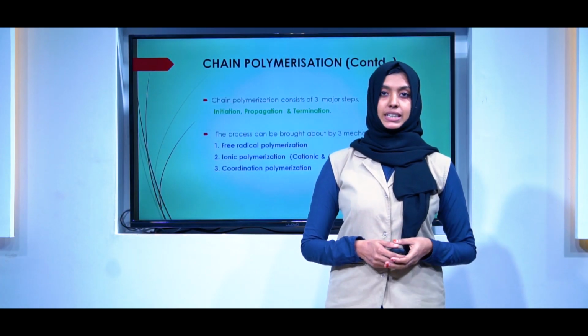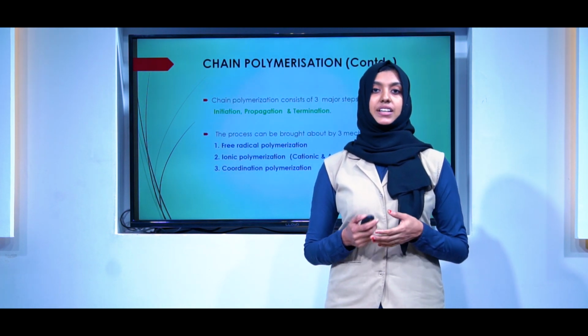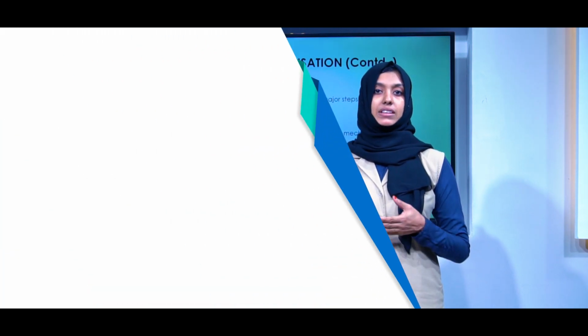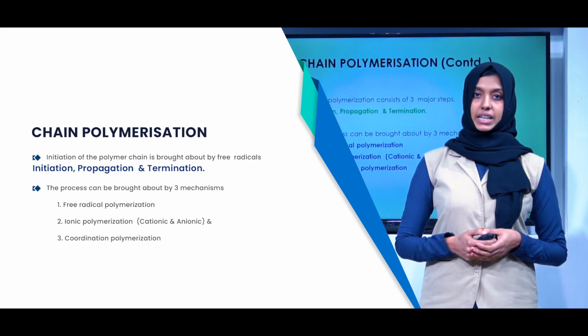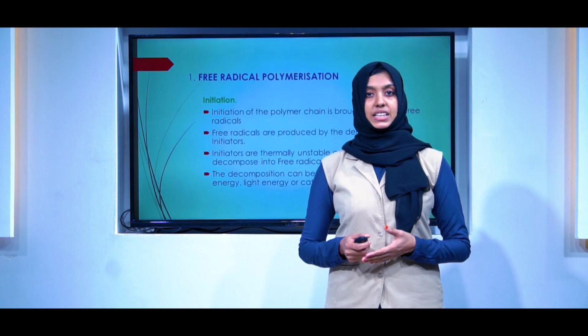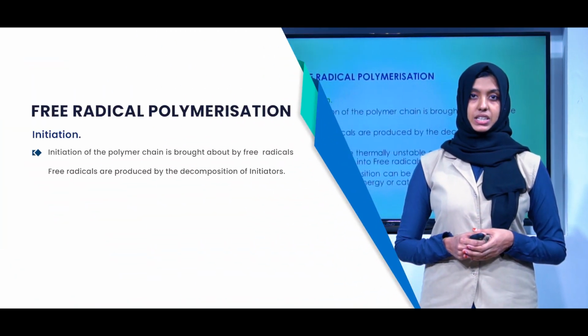Chain polymerization consists of three major steps: initiation, propagation, and termination. This polymerization can be brought about by three mechanisms: free radical polymerization, ionic polymerization, and coordination polymerization. Today, in this session, we are going to discuss only about the free radical polymerization.